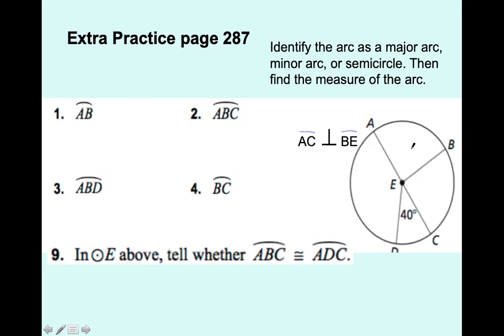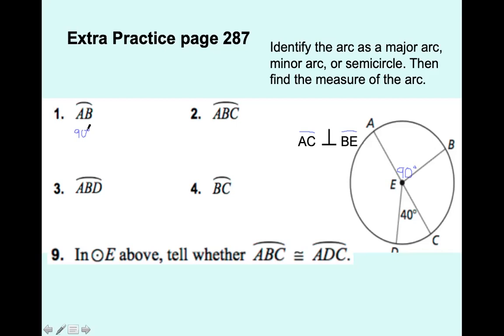Well, in order to know that, I need to know the measure of this angle. So I'm going to use the fact that AC is perpendicular to BE. That tells me that this angle in here has to be 90 degrees. I'm going to put a little 90 in there. So I know that if that central angle is 90, then arc AB also has to be 90 degrees.